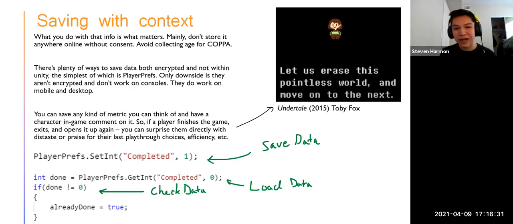And there's plenty of ways to save data, both encrypted and not, within Unity. Although I think my favorite is player prefs. The only downside is they aren't really useful for anything like consoles. They do work on mobile and desktop though. And this is how you do it. It's pretty simple. It's just PlayerPrefs.Set or .Get.